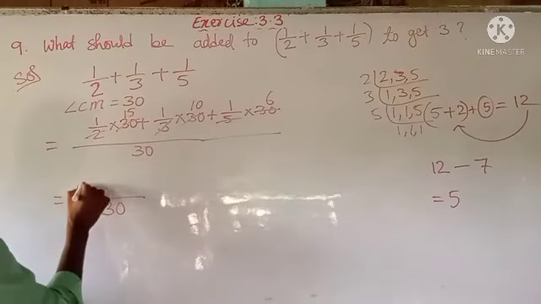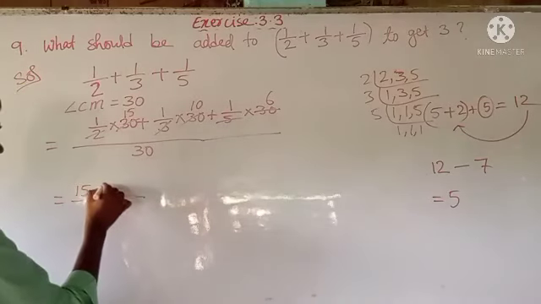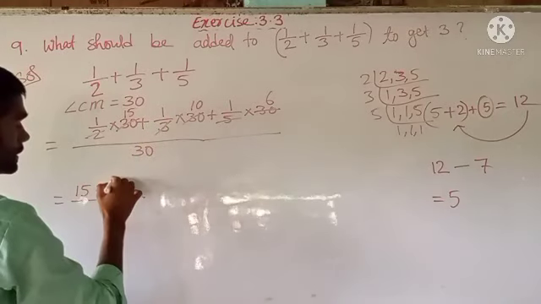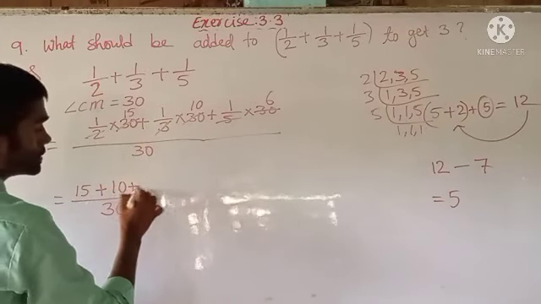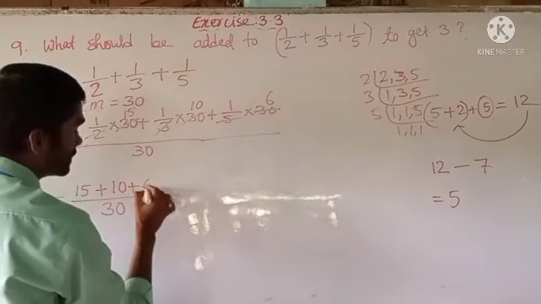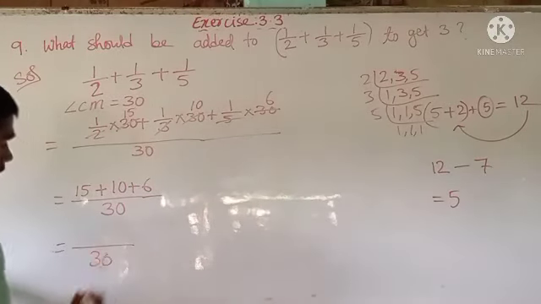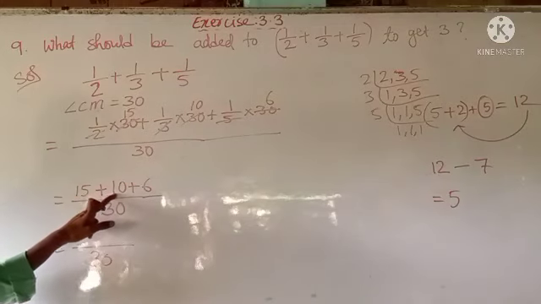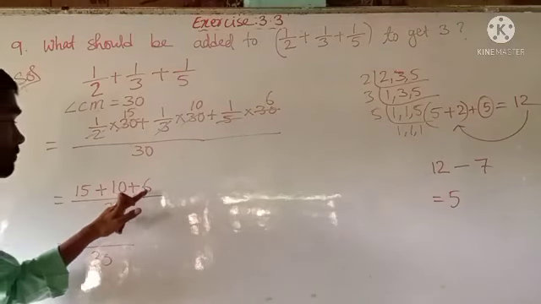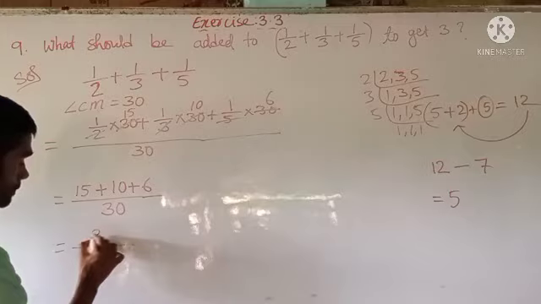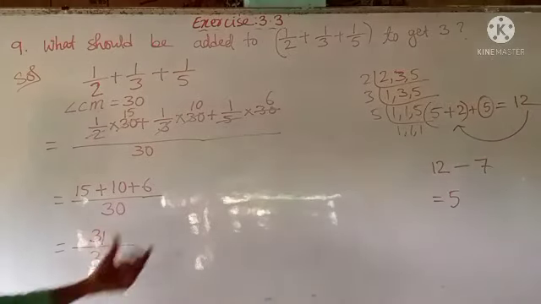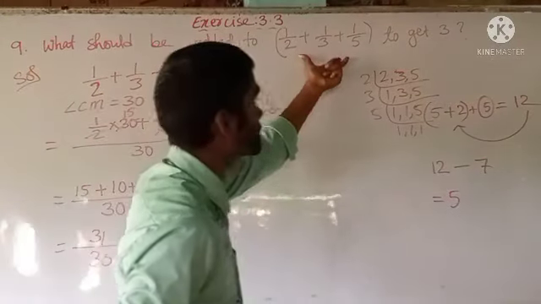Now we will multiply it: 1 into 15 will give the same result, that is 15, plus 1 into 10 will give 10, plus 1 into 6 will give 6. Now let us add it. 15 plus 10 will get here 25. 25 plus 6 will get here 31. This is our answer of adding these three numbers.